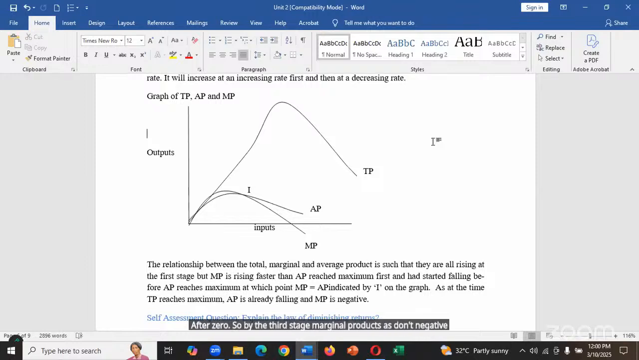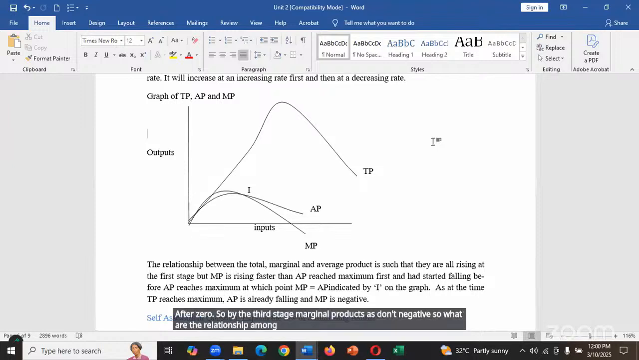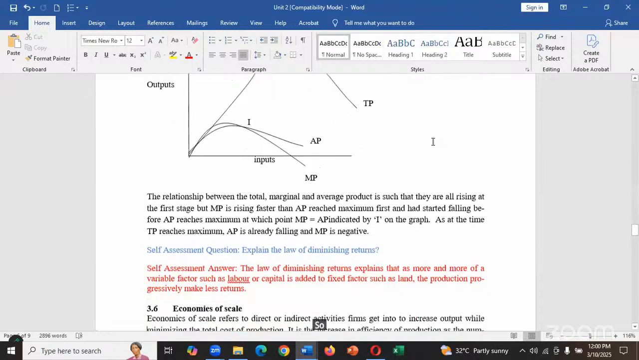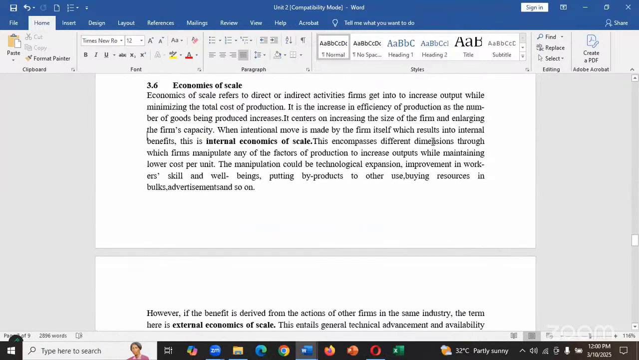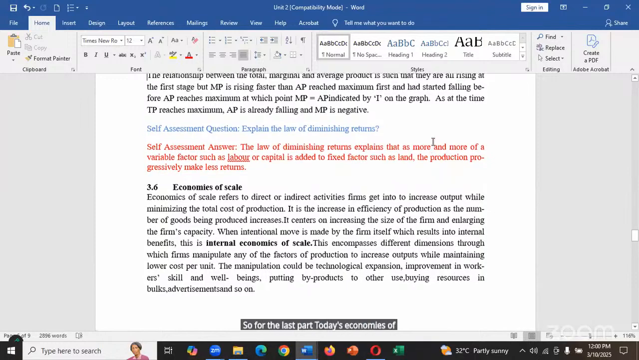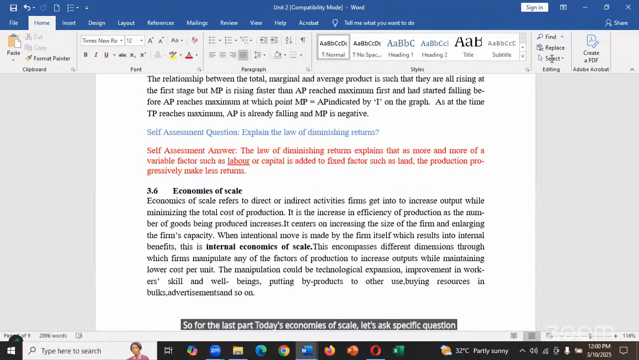So what are the relationships among these three concepts: total product, marginal product, and average product? In a production process, you identify it by stages: stage 1, stage 2, stage 3. So for the last part, economies of scale, let's ask a specific question before I move on to the last part.